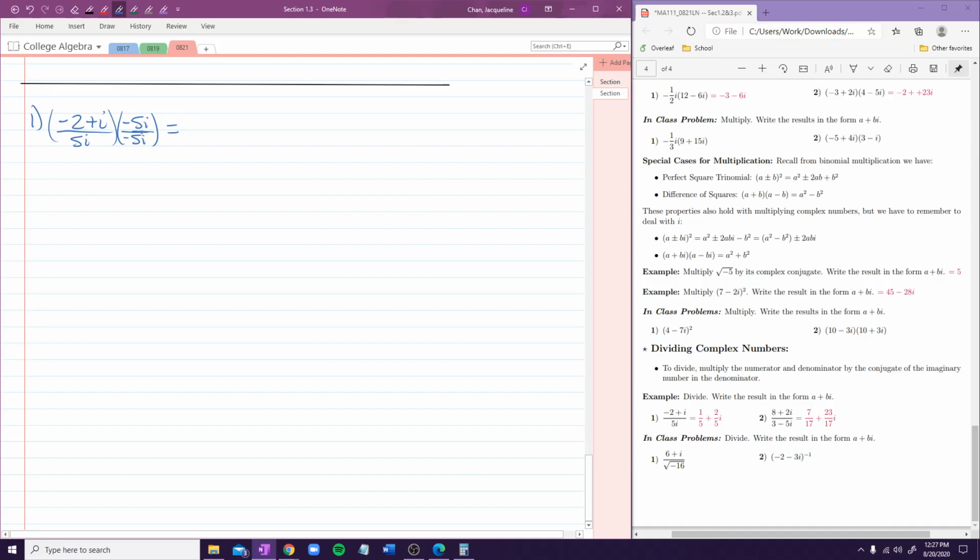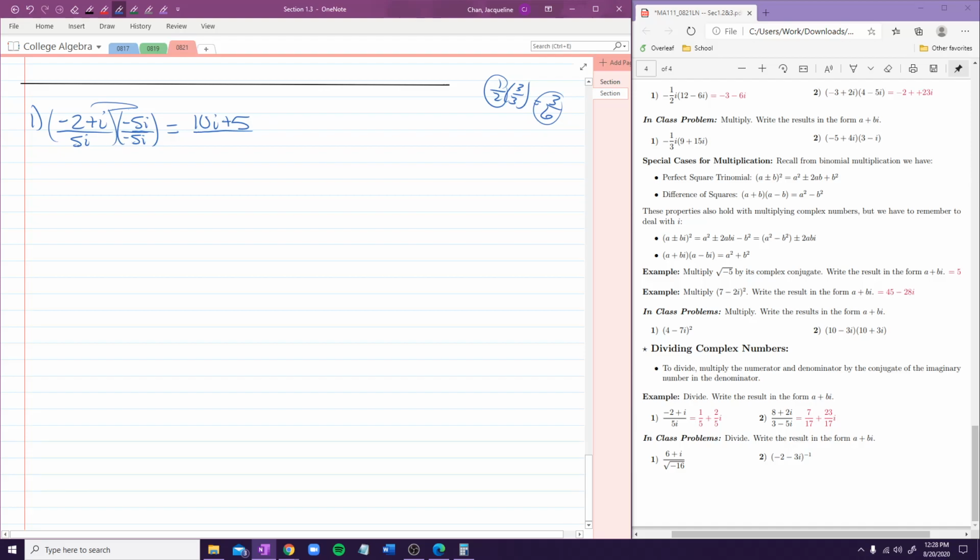Because we're multiplying by 1, it's not changing anything. Like when you do 1/2 times 3 over 3, that's 3/6. Is this any different? No, it's still 1/2, just rewritten differently. So let's do this. I'm going to distribute this. So negative 2 times negative 5i, that is positive 10i. And then i times negative 5i, so it's going to be negative 5 times negative 1, that's positive 5.